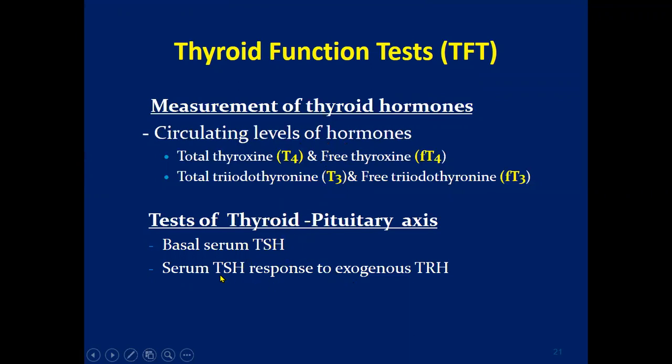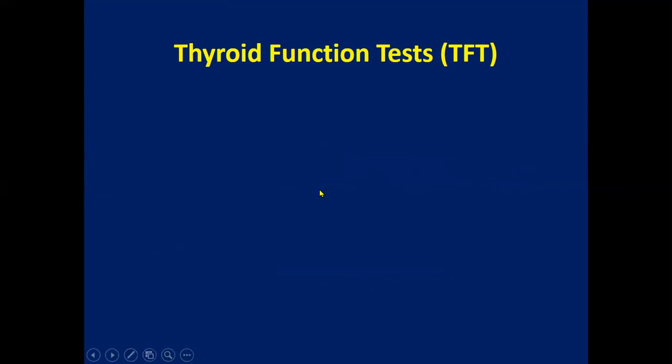Then there is another test which is not commonly used, but if the cause is not established, then serum TSH response to exogenous thyrotropin releasing hormone is assessed by the response of the TSH level. So measurement of the thyroid hormones and tests of the thyroid pituitary axis, these are the two categories in which the thyroid function tests are based.